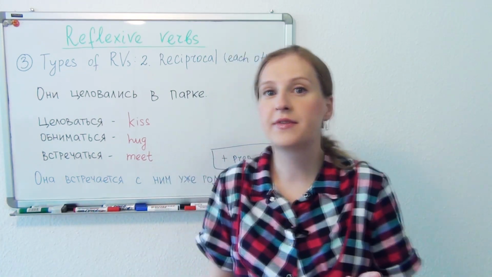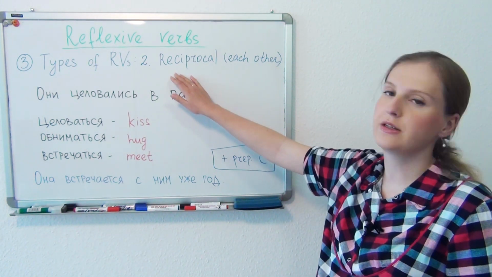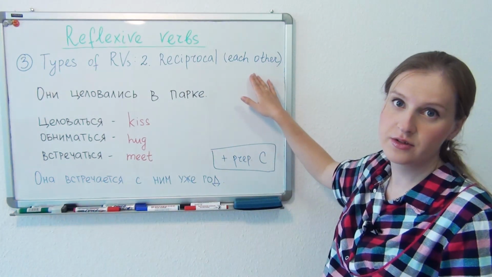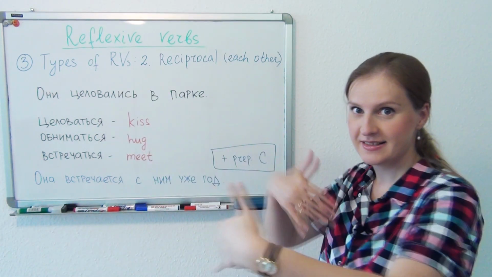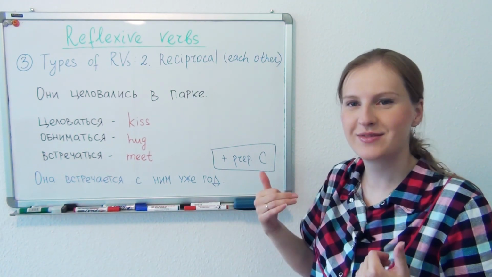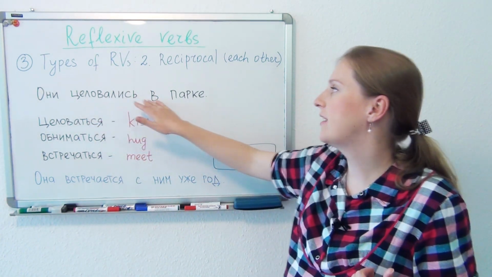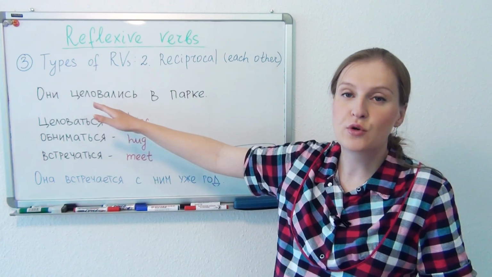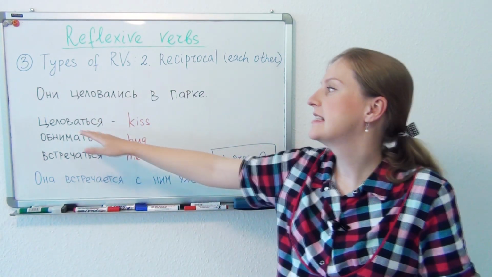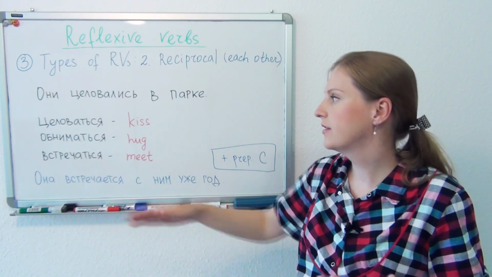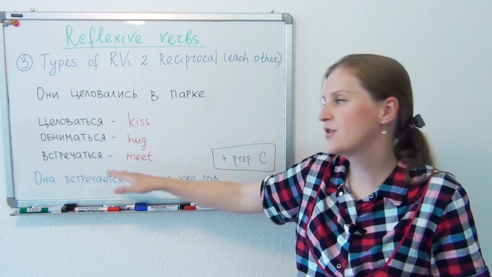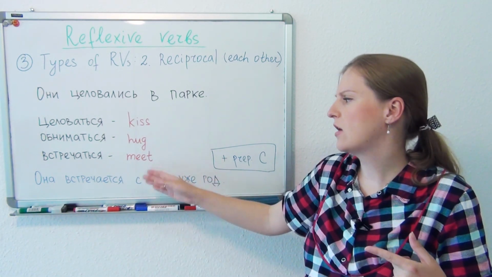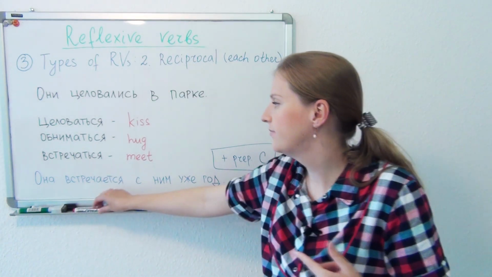The second type of reflexive verbs is reciprocal reflexive verbs. Here we talk about the meaning of each other in two directions. Two people doing something to each other. For example, они целовались в парке. They were kissing in the park. They were doing it to each other. Целоваться, to kiss each other. Обниматься, to hug each other. Встречаться, to meet each other, or it can also have the meaning of to date each other.